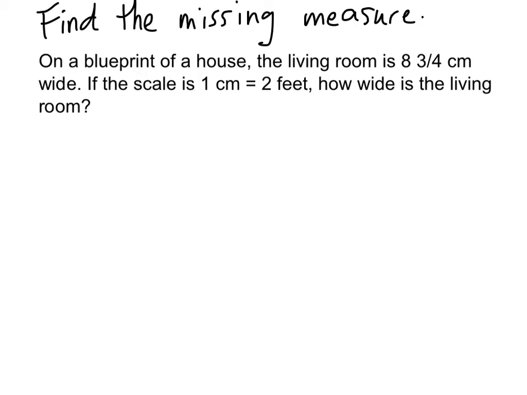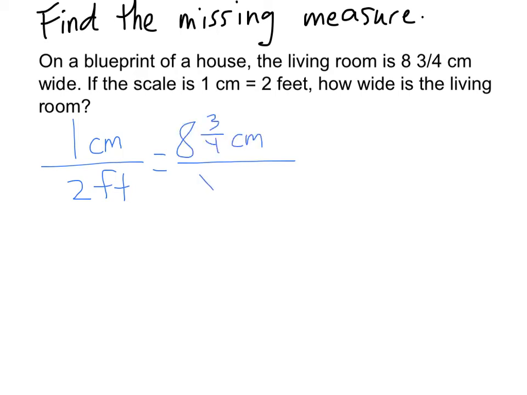Find the missing measure. In the blueprint of a house, the living room is 8 3/4 centimeters wide. The scale is 1 centimeter to 2 feet. I always start with my scale, and then I say now on the drawing it's 8 3/4 centimeters, and I want to know how many feet it is in real life.